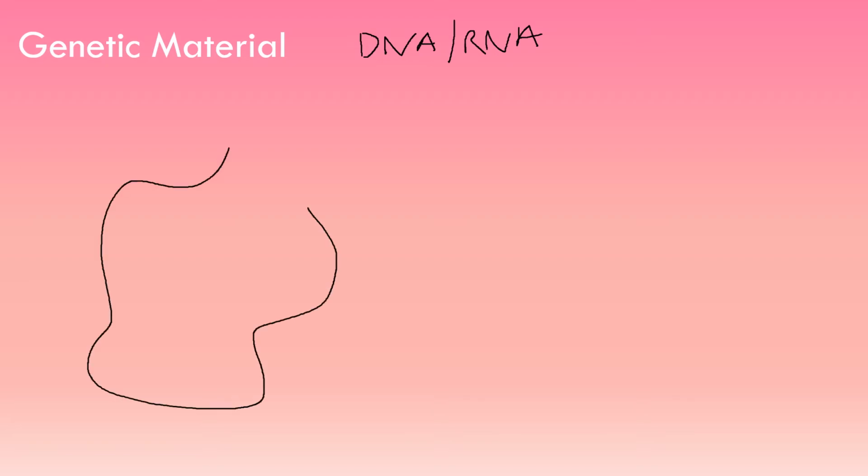So this slide is about the genetic material, and the genetic material usually is DNA or RNA. Hopefully you've heard of that before. We're doing a lot more of that in the macromolecules unit. But the genetic material is one of the most important differentiations between a eukaryote and a prokaryote.